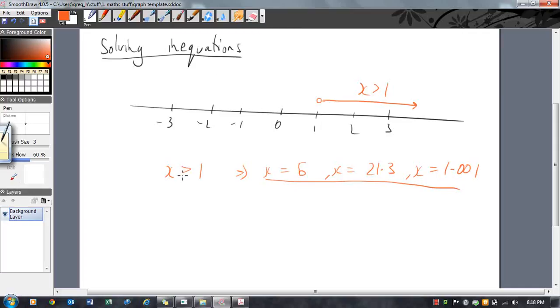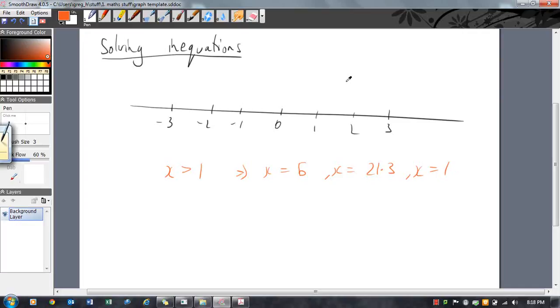What about if it was x greater or equal to 1? How would that look? Well, in that case, if it can be equal to 1, then we'd colour this little dot in to show that it could also be on 1 as well. It could also be x equal to 1 is another possible answer here. Okay, so that's what we mean with inequations. X is greater or equal to 1. That's what it means.